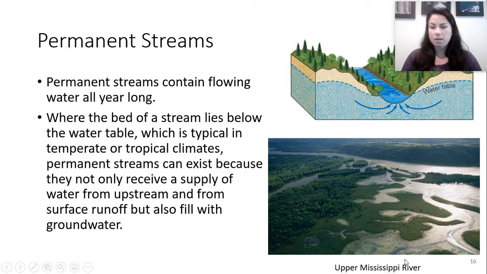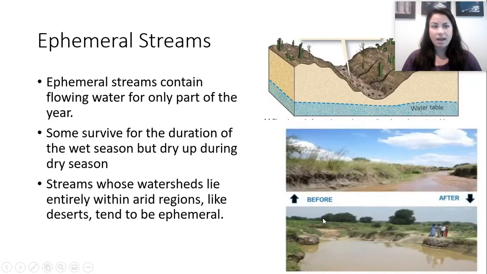An example of this would be the Mississippi River, where it's always a river and has always been a river. And the difference of that between ephemeral streams is that an ephemeral stream contains flowing water only part of the year or not consistently. And that's because the water table can fluctuate, or the water table might be lower than the channel itself.